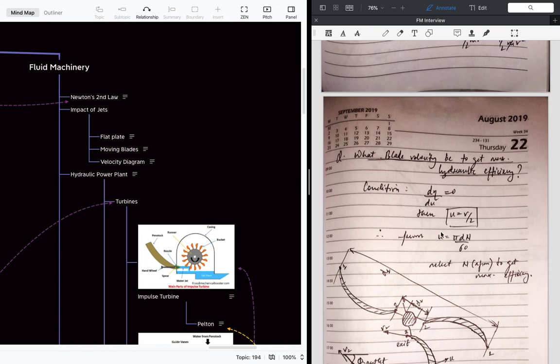So as we know u, from that we can get the rotation speed. So we can set turbines which have this rpm. If you use that turbine, we will get the maximum hydraulic efficiency.